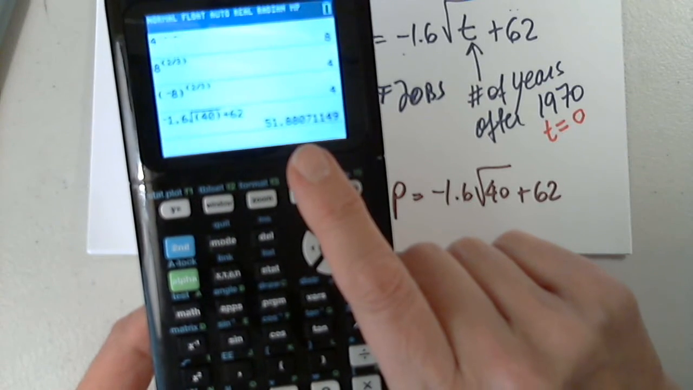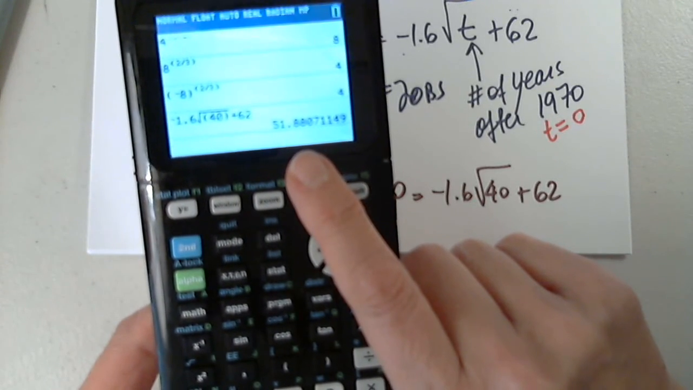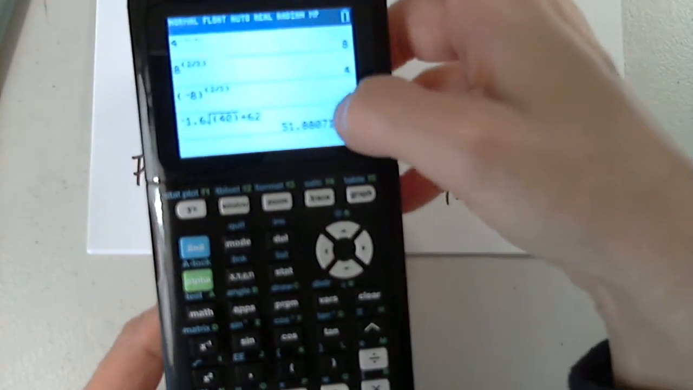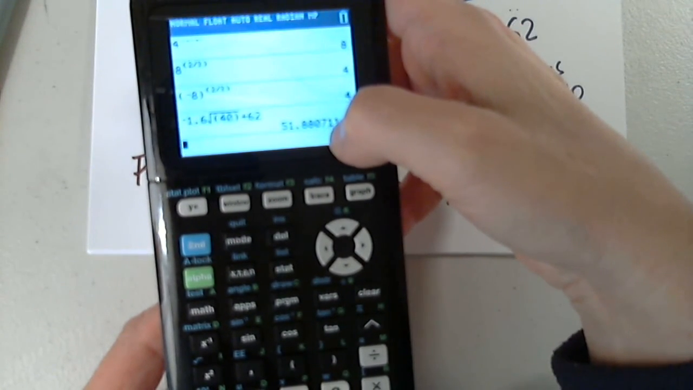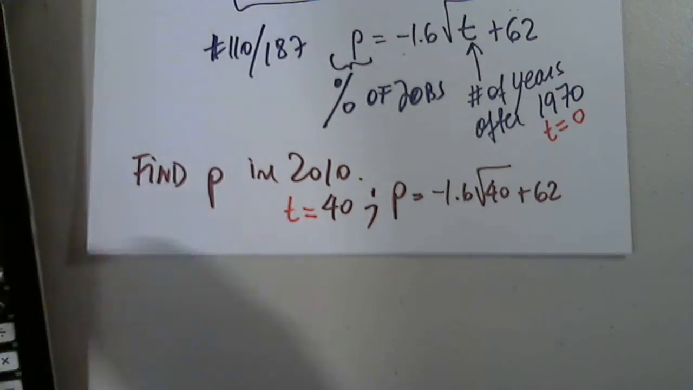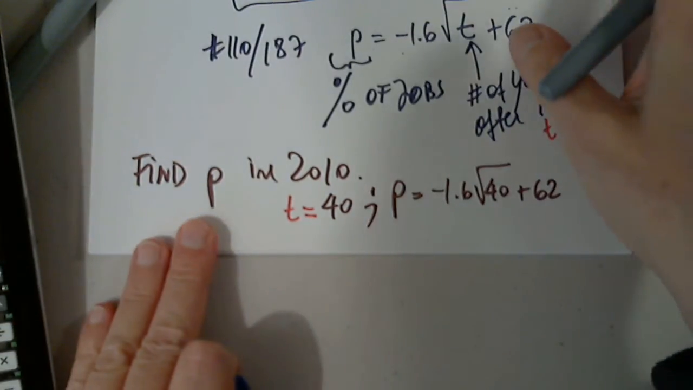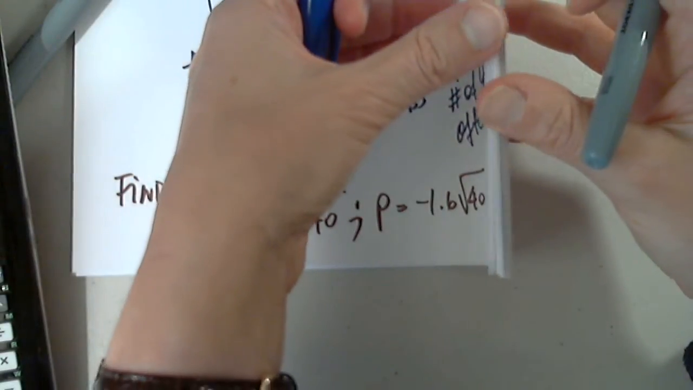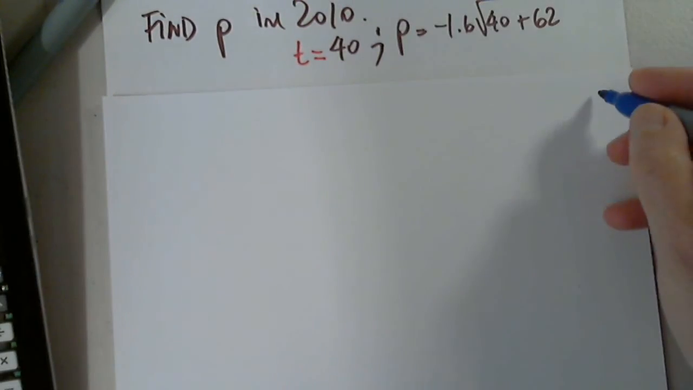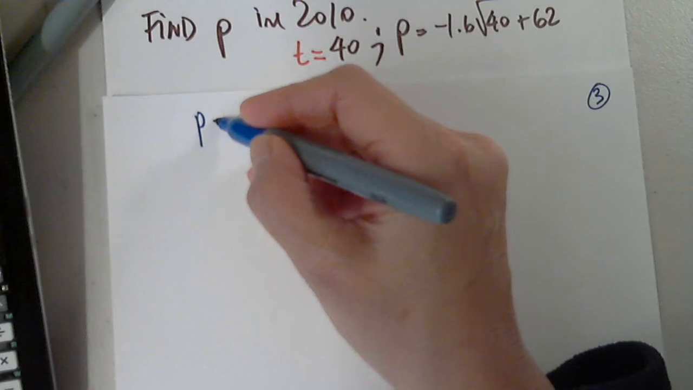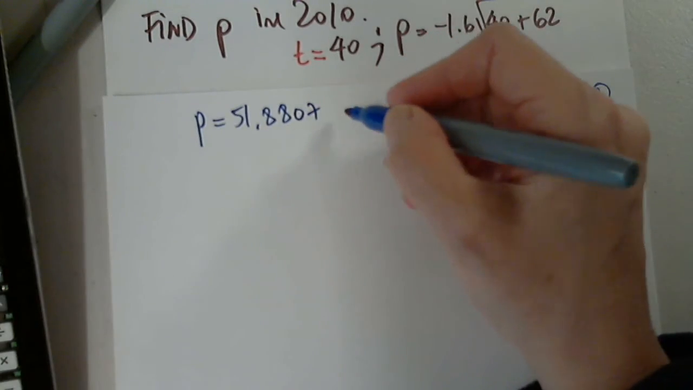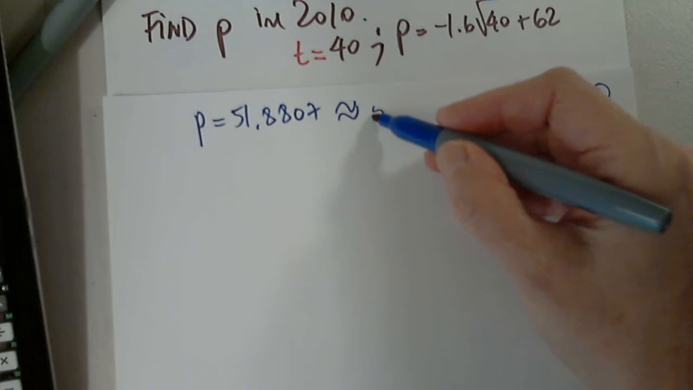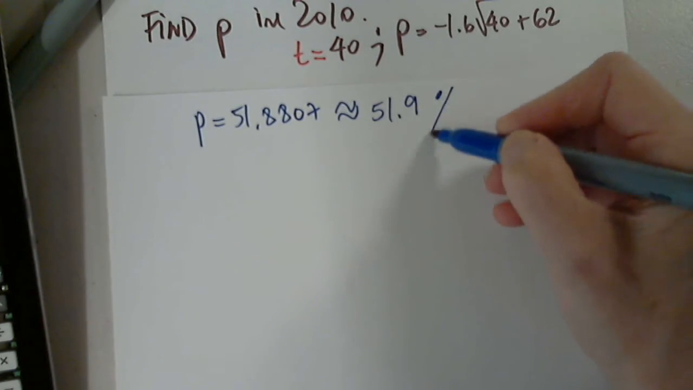51.88. They're asking us to round to the nearest tenth of the percent, so it will be 51.9. So I will write P equals 51.8807, and I will approximate, as they said, 51.9%.